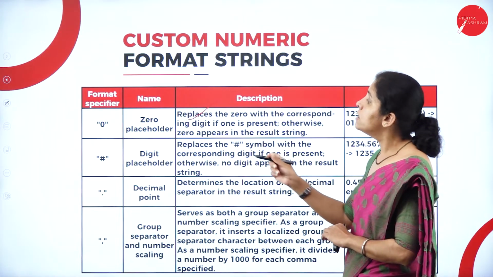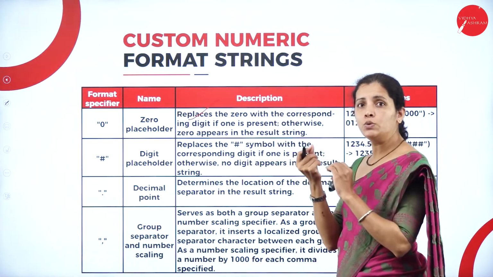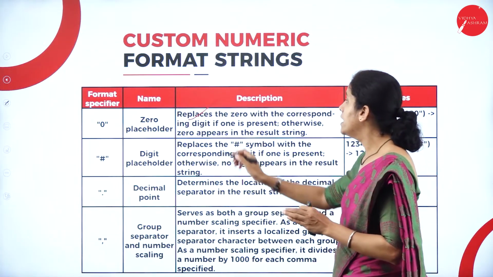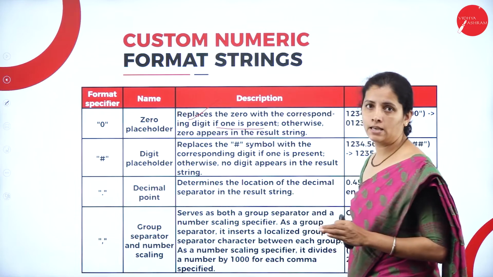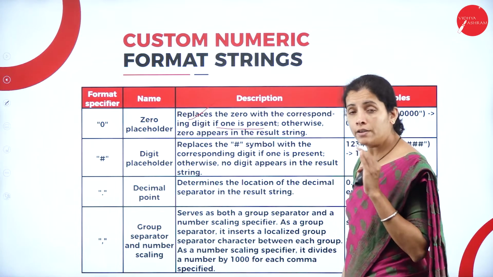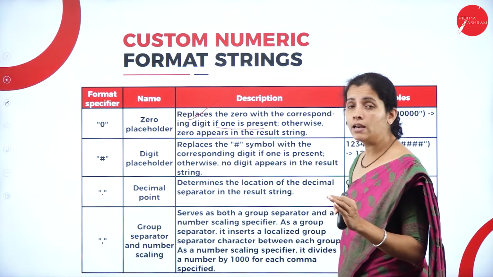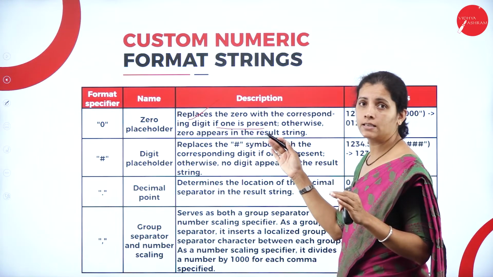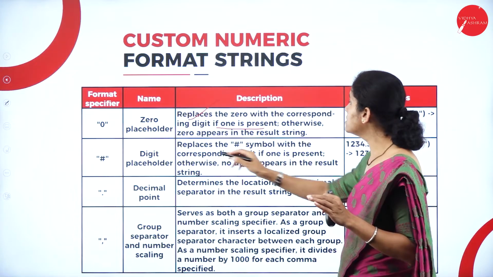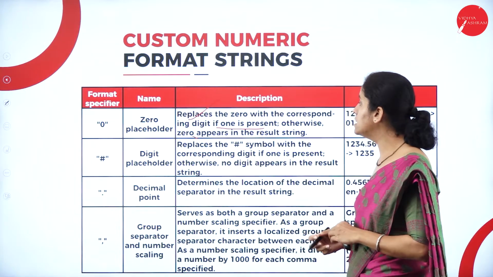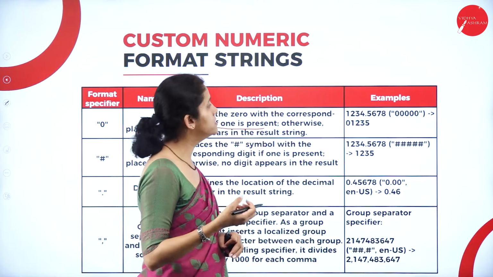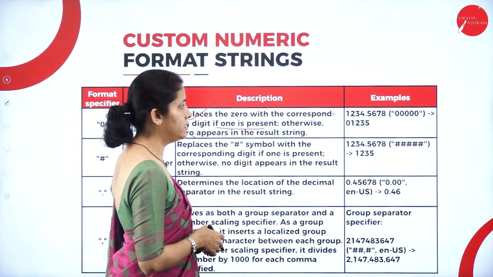Okay, so 0 is mainly used to replace the corresponding digit. If 1 is present, that means if the given number has 1 at the beginning, then I'm going to replace. Okay, otherwise 0 appears in the result string. So otherwise what's going to happen? Just 0 is going to appear.